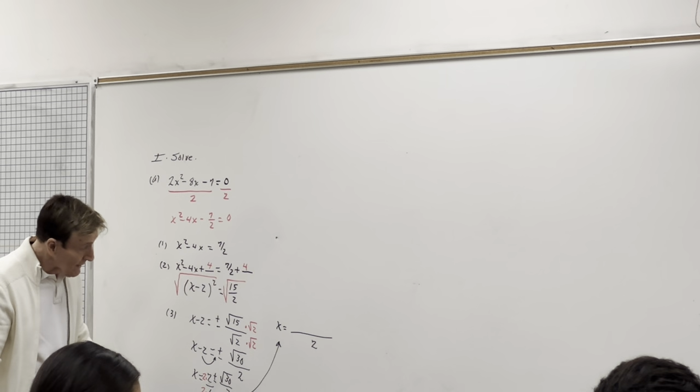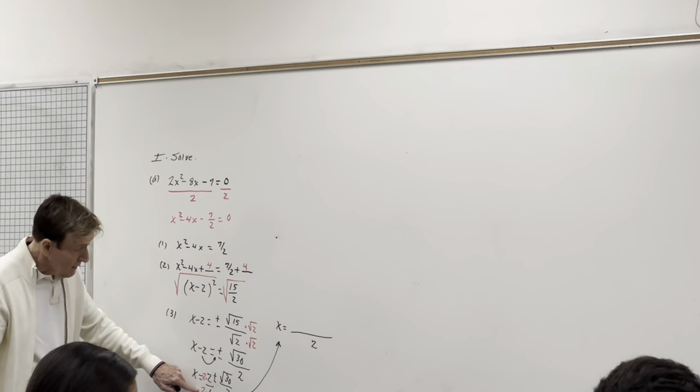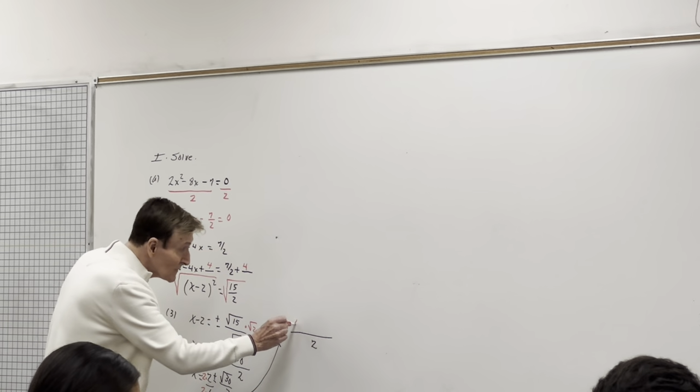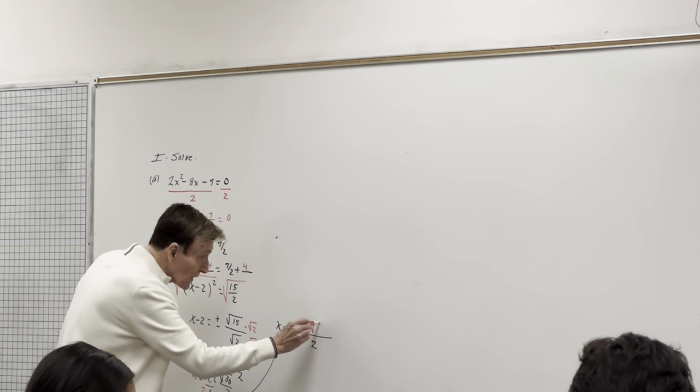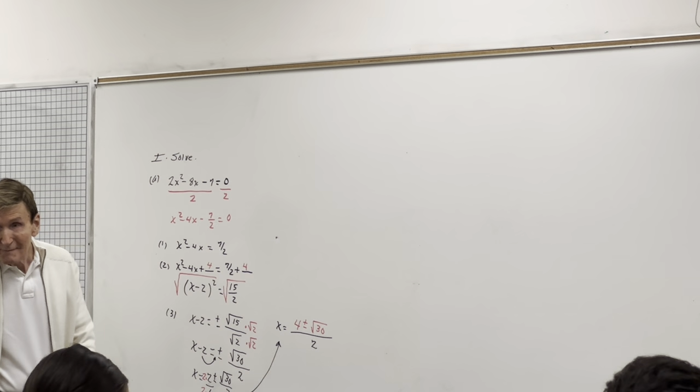Now, will I finally end up with 4 plus minus, put it in red here, plus minus radical 30 all over the common denominator of 2. Is that true?